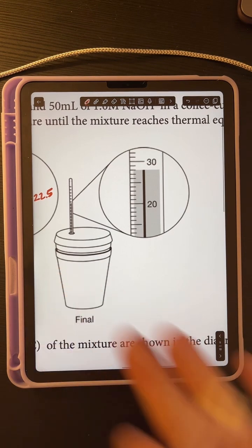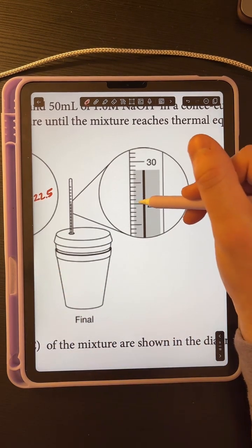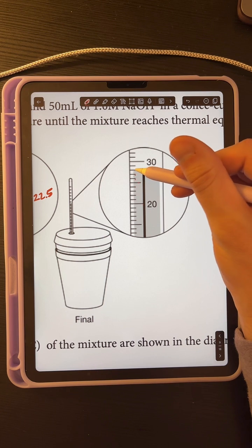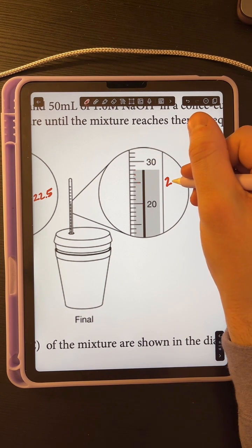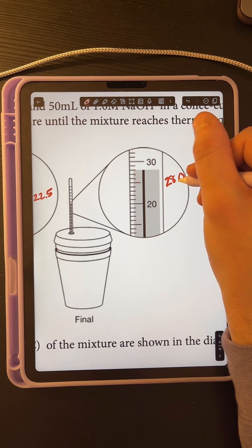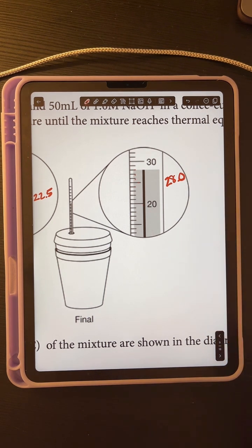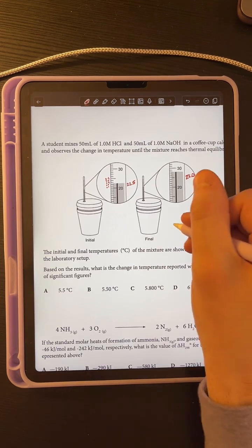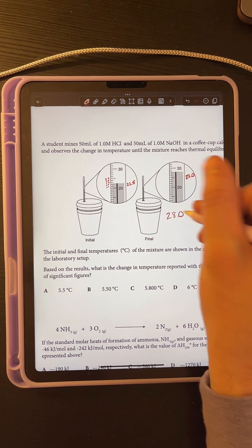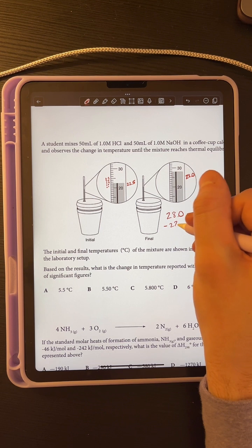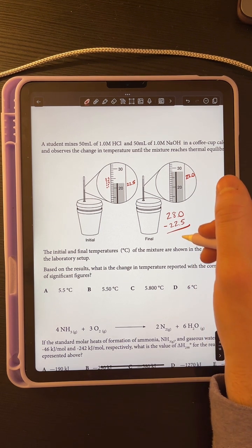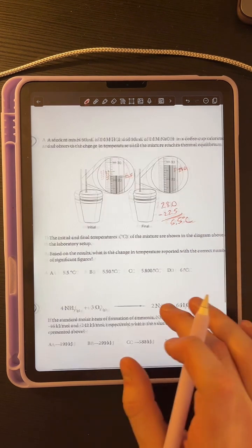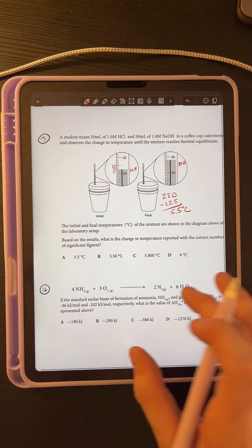So now let's go over to our final. We have 20. Now that we know these are 21, 22, 23, we keep going. 24, 25, 26, 27, and 28. So this is 28, but we have to do our 0.0 for the least precision. And we're looking for the change in temperature. So change in temperature, that's just going to be our final, which is 28.0 minus our initial, 22.5, giving us a value that is 5.5 degrees Celsius.